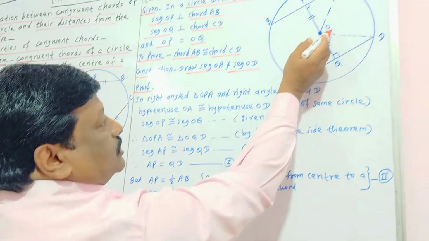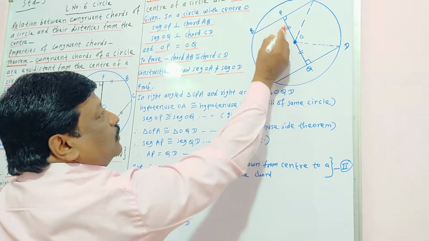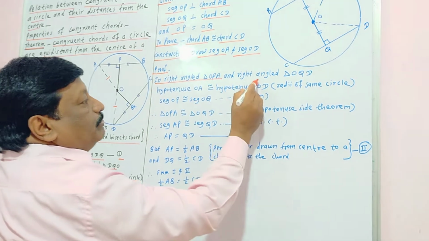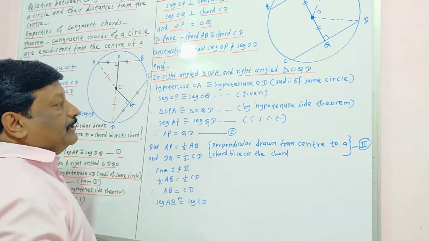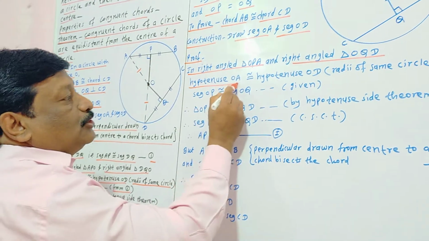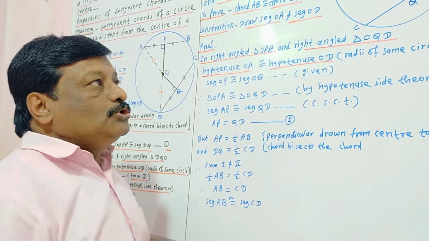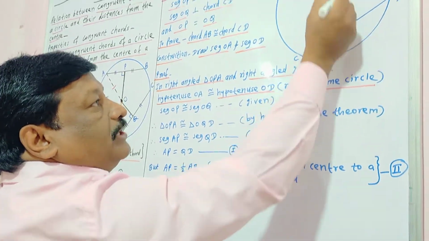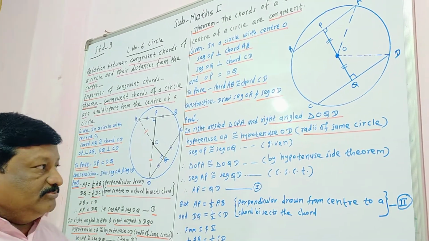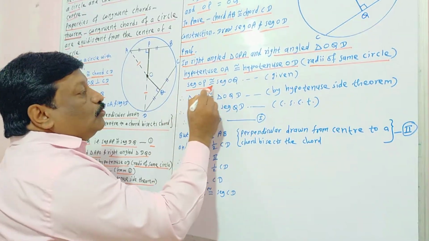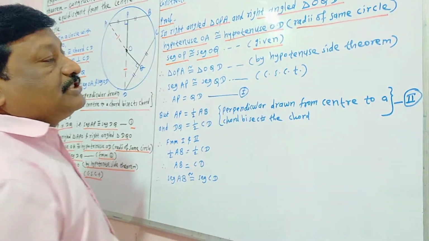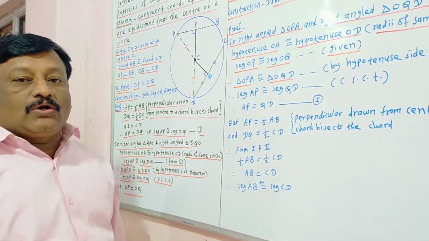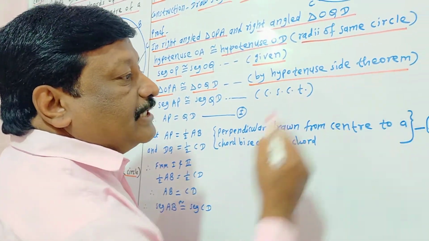Now because of the construction we are getting two right angle triangles, triangle OPA and triangle OQD. So in right angle triangle OPA and right angle triangle OQD, which are the congruent parts? Hypotenuse OA is congruent to hypotenuse OD. Why? Because these two are radii of the same circle. Then OP is congruent to OQ because it is given. Therefore, triangle OPA and triangle OQD are congruent by the hypotenuse side theorem.